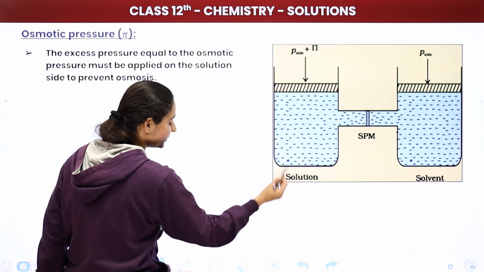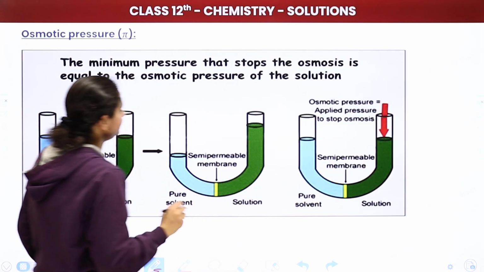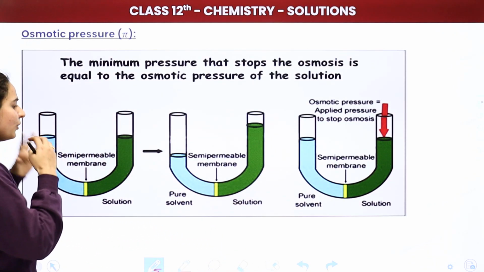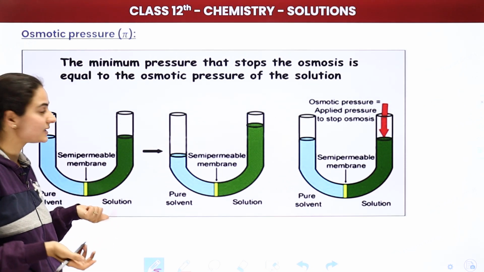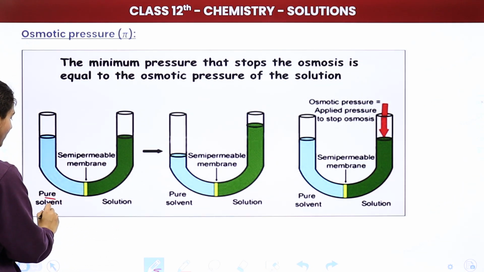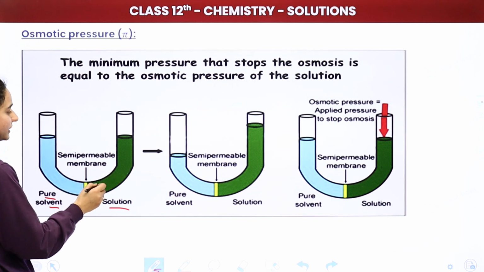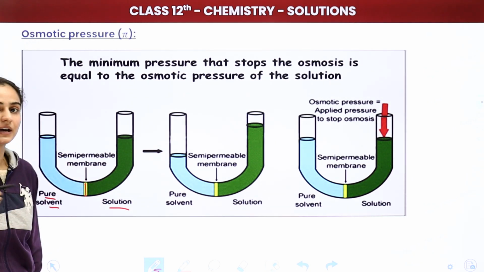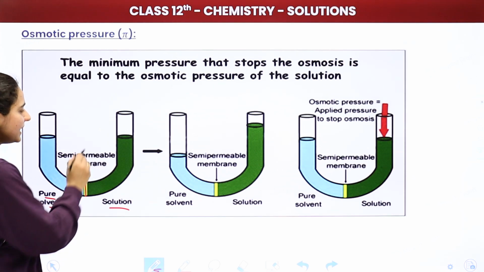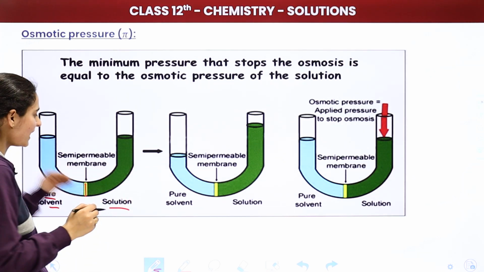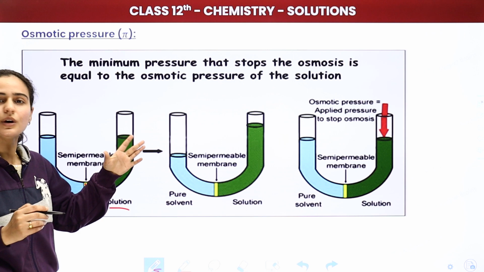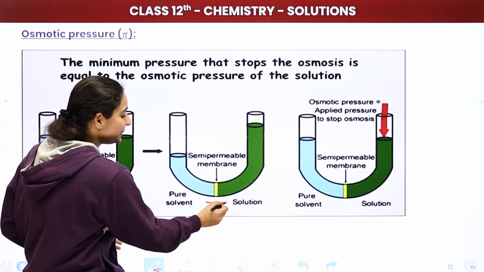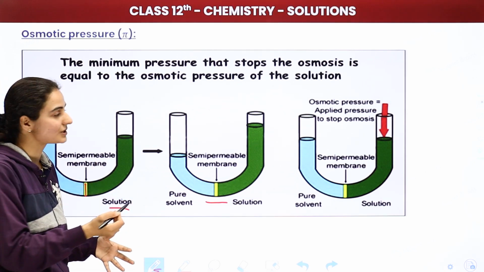Now moving forward, just to summarize what is happening in osmosis. We take pure solvent and solution on the other side, separated via a semi-permeable membrane. After some time, what do we notice? Movement from low concentration to high concentration takes place, and this is known as osmosis.